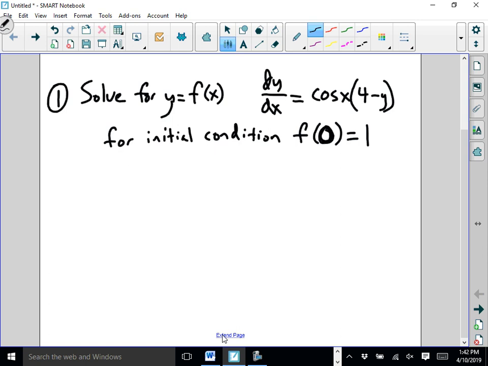Okay, the first thing we want to do here is we want to separate our y's and x's. So to do that, I'm going to divide over the 4 minus y, and I'm going to multiply over the dx. So it's going to look like this. You have to separate the variables. You get 0 points if you don't do that. So make sure you do that. Okay, now we have to integrate.